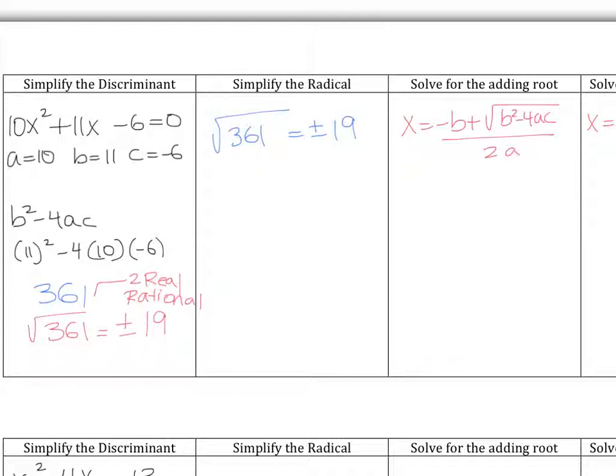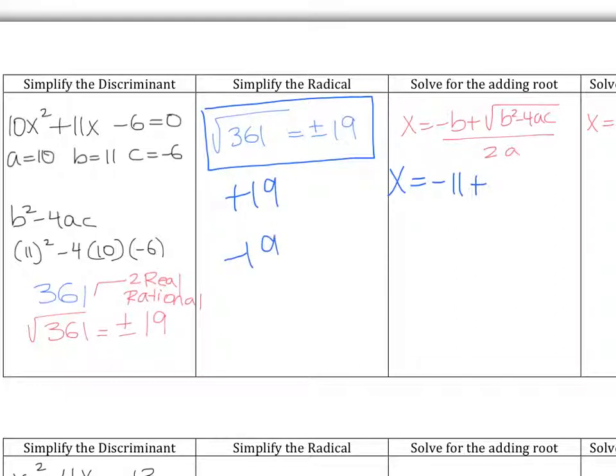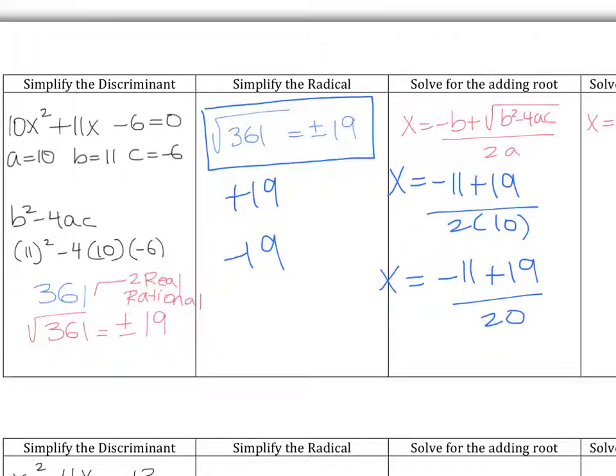As you can see, b was 11, so I'm going to have x equals negative 11 plus. I just found the square root of b squared minus 4ac. I got plus 19 and negative 19. I'm going to put plus 19 in the adding root, over 2 times a. So a is 10, 2 times 10 is going to be 20. So x is equal to negative 11 plus 19 over 20.